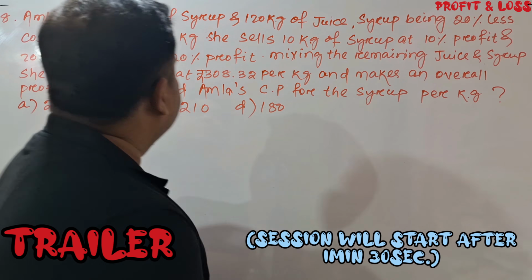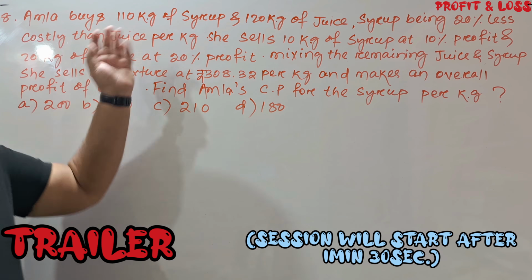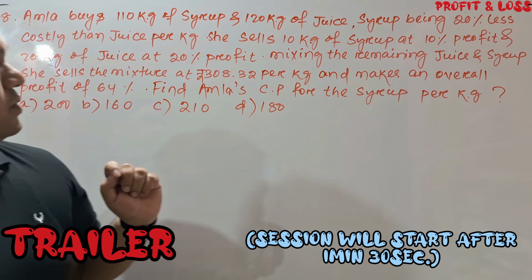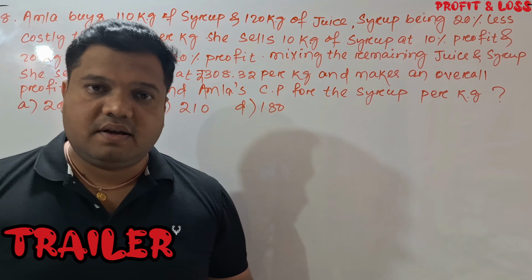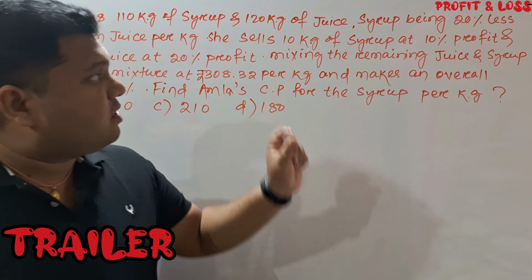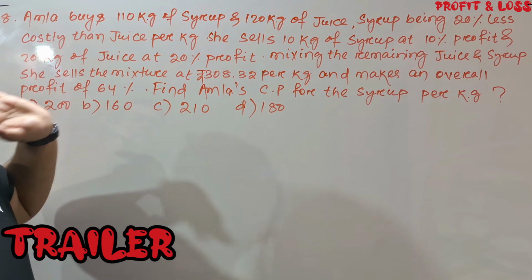Question number 8. Look at question number 8. Amla buys 110 kg of syrup and 120 kg of juice. Condition given, syrup being 20% less costly than juice. Acha, no real information given. Cost price of juice, it is not given. And cost price of syrup, it depends upon what? It depends upon juice. Okay.